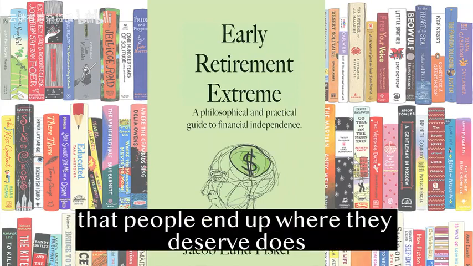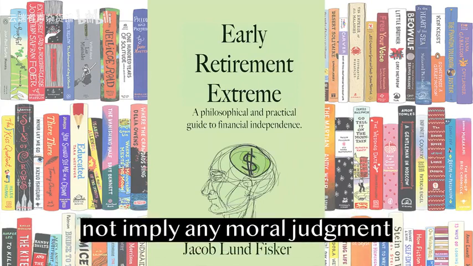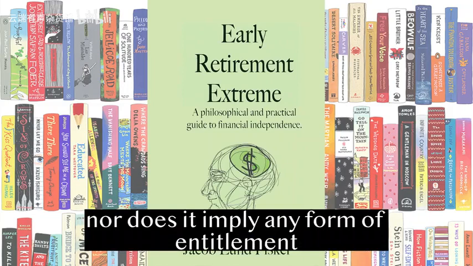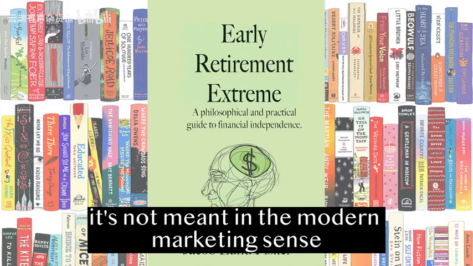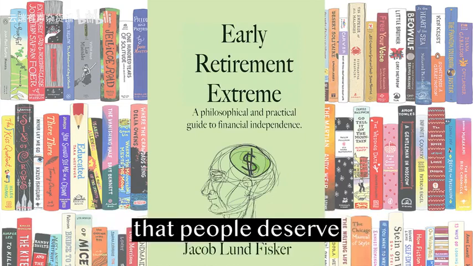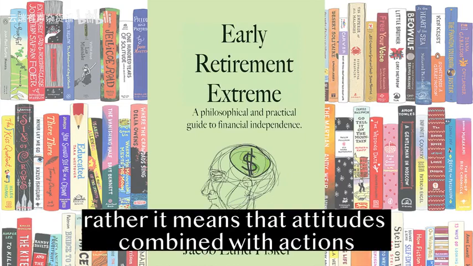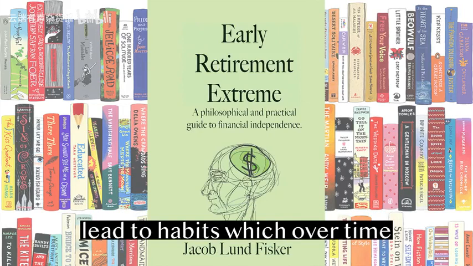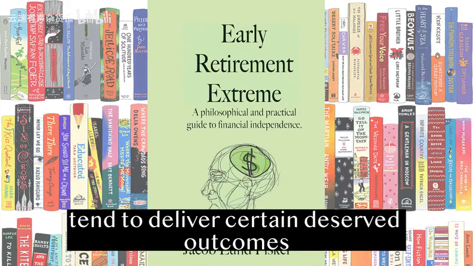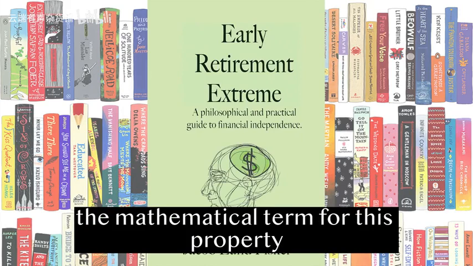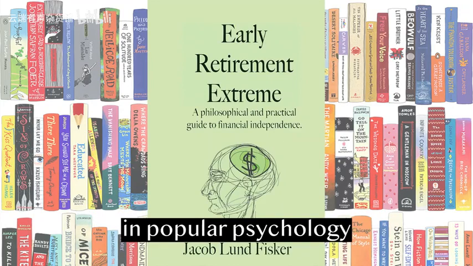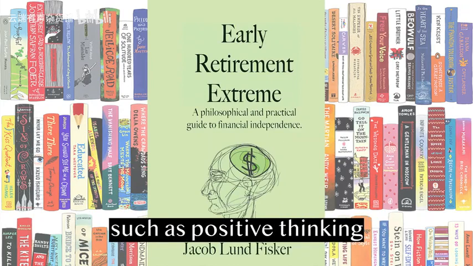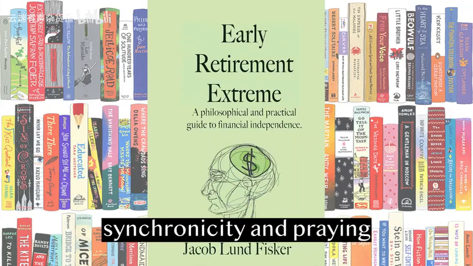The statement that people end up where they deserve does not imply any moral judgment, nor does it imply any form of entitlement. In particular, it's not meant in the modern marketing sense that people deserve anything they can imagine. Rather, it means that attitudes combined with actions lead to habits, which over time tend to deliver certain deserved outcomes. The mathematical term for this property, or statistical connection, is ergodicity. In popular psychology, it's known by various other names, such as positive thinking, synchronicity, and praying.